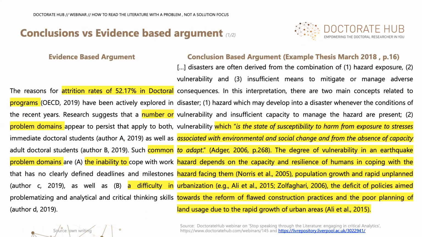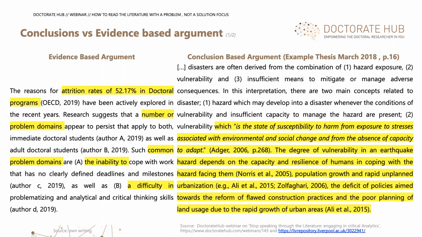Contrary to that, let's compare directly a conclusion versus an evidence-based argument. Now, let's start on the right side with a conclusion-based argument, which is taken from just a random thesis, and where you can see the yellow part, which is the state of susceptibility to harm from exposure to stresses associated with environmental and social change, and from the absence of capacity to adapt. This is a finding from Etcher. The degree of vulnerability in an earthquake hazard depends on the capacity and resilience of humans in coping with the hazard facing them.